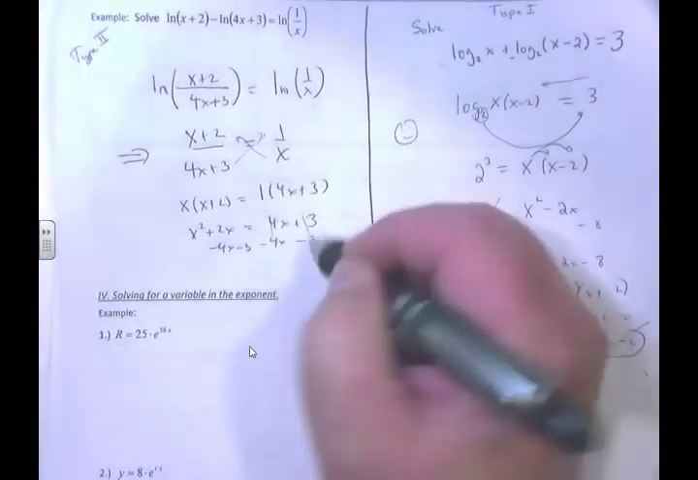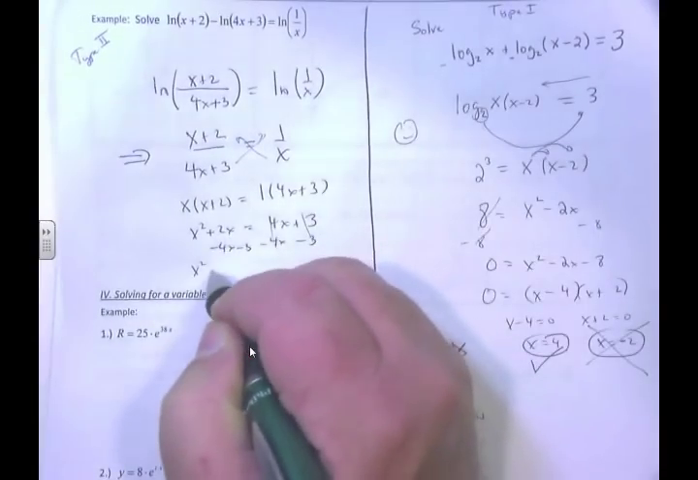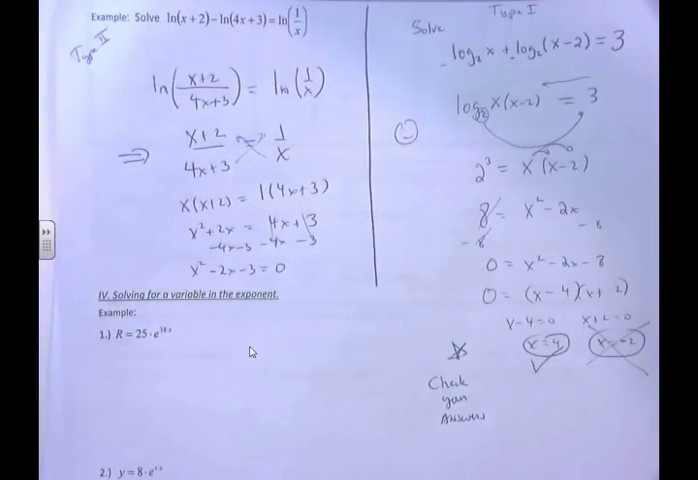Okay, so this cancels. So I get x squared, 2x minus 4x is a minus 2x, minus 3 equals 0. It is going to factor, or you're going to have to use the quadratic formula. Does this thing factor?